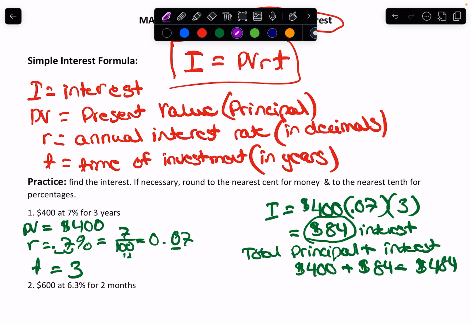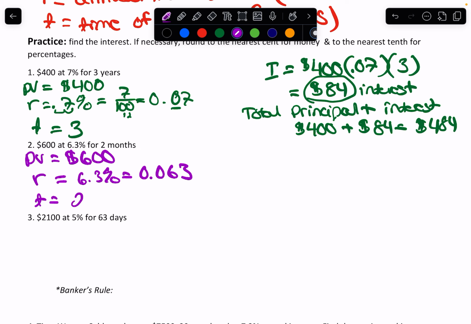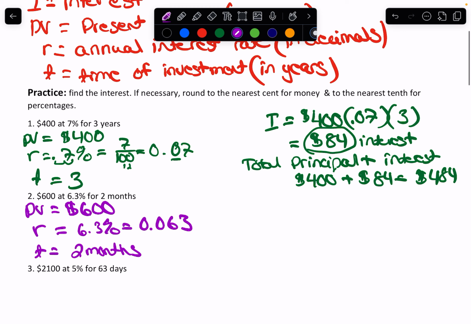Okay, let's get the next one. So our principal is $600. Our interest rate is 6.3%, which is 0.063, and our time is 2 months. Now, remember that we need to actually have the time in years. So we've got 12 months in a year. So we're going to do 2 over 12, which does simplify to 1/6.